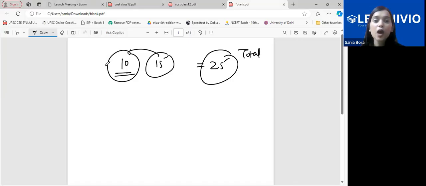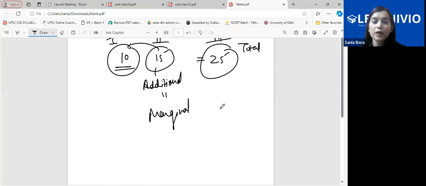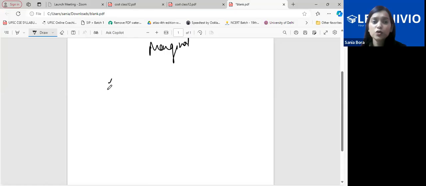If I ask you out of these three, first, second, and third, what is the marginal? Tell me. 15, ma'am. 15 is marginal. Why? Because 15 is the additional. So whenever you are getting a word marginal, marginal is basically equal to additional. Clear? For example, you were so hungry, you ate chapati. First you ate one chapati, then second, then third, then fourth. So with all this, you are adding it. This is called marginal.